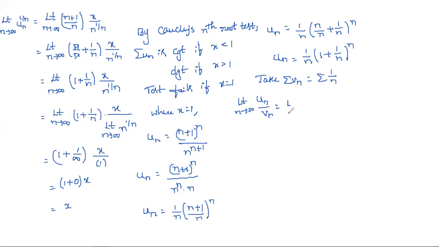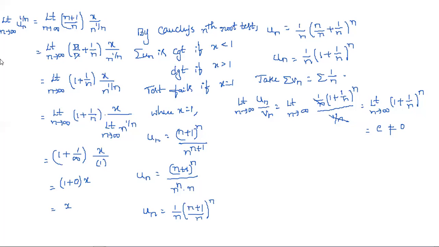So this is equal to limit n tends to infinity un, that is 1 by n, 1 plus 1 by n whole power n, by Vn, which is nothing but 1 by n. So here these two cancel, and what will we get, limit n tends to infinity 1 plus 1 by n whole power n. So this is equal to e. So that is not equal to 0. So Vn term is available and un by Vn is not equal to 0.